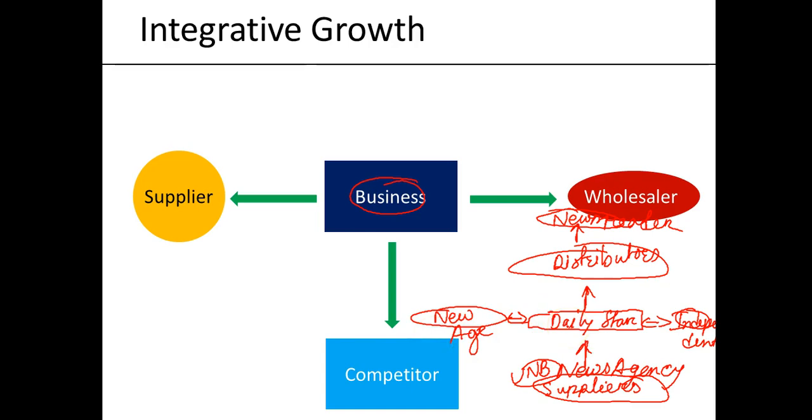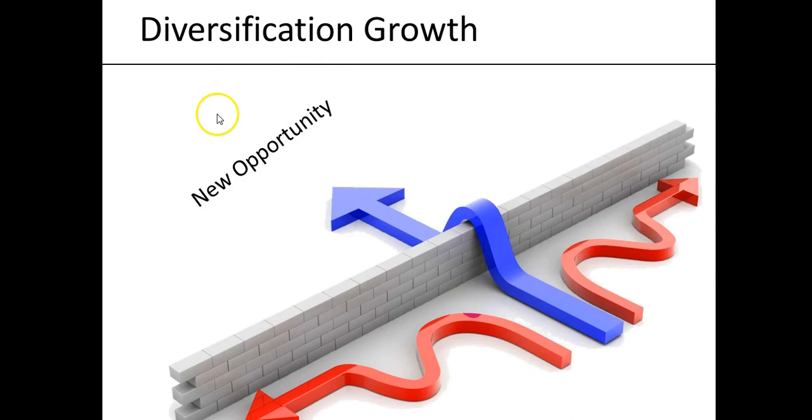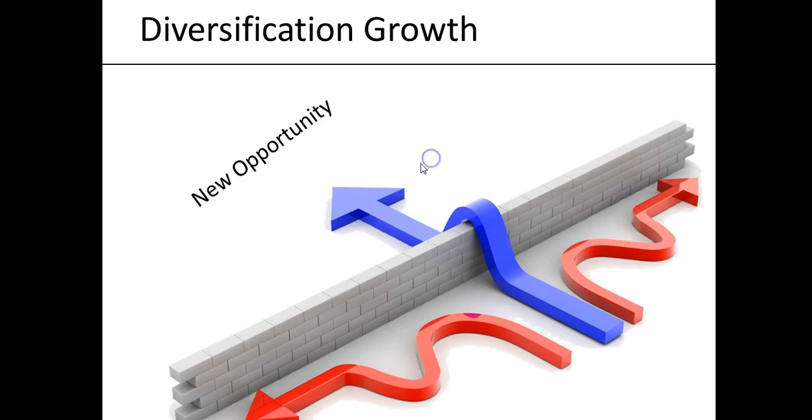What we see now is a famous integrative growth attempt by two prominent players in our telecommunication industry. The merger between Robi and Airtel can be considered an attempt at integrative growth. Now moving on to diversification growth, what can we do here? Actually the sky is the limit, because here you can pursue any new opportunity that you find will give you some extra profit, and join that business opportunity to grow.